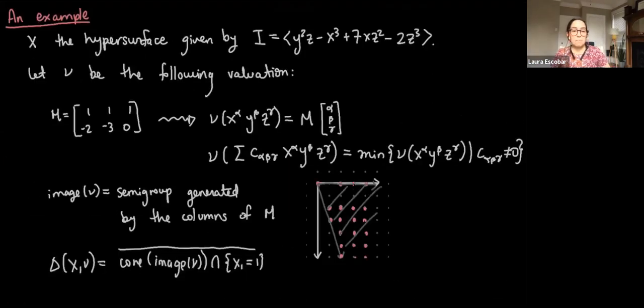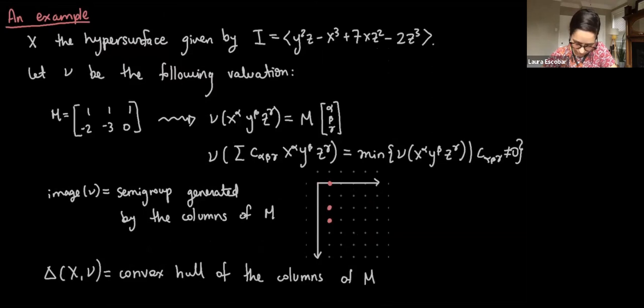And what is the image? Let's compute its Newton-Okounkov body. The image is going to be the semigroup generated by the columns of M. Here I plotted the semigroup in red generated by the columns of M. And the Newton-Okounkov body is the cone over the image. So it's this thing in gray intersected with the plane x1 equals 1. So you would get something like this. This is the Newton-Okounkov body. But I'll draw it again. Notice in particular that the Newton-Okounkov body is the convex hull of the columns of M. This happens to be true in this case.